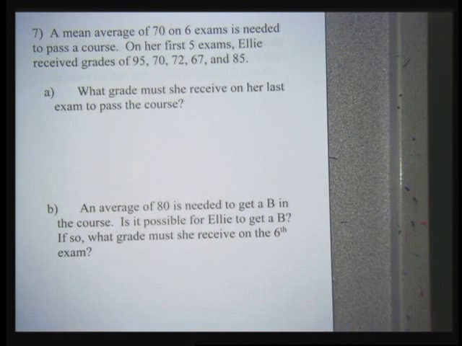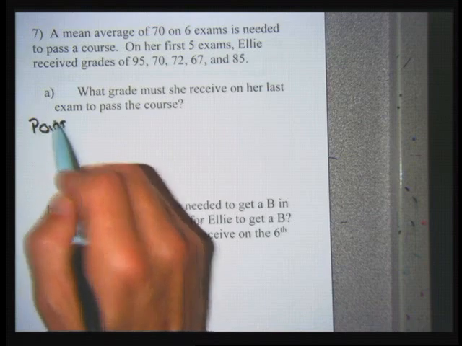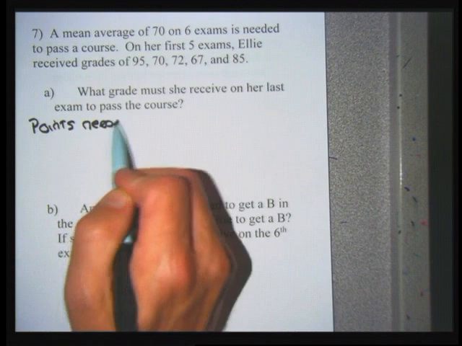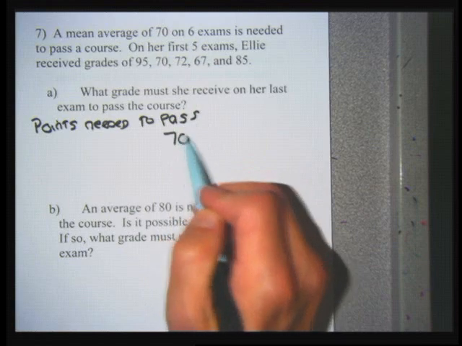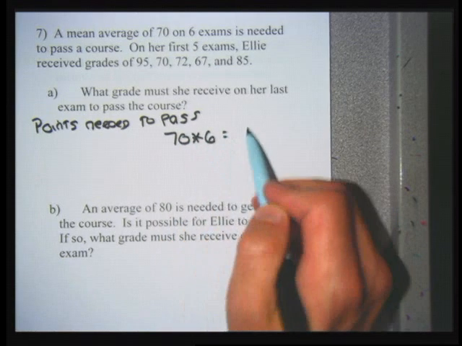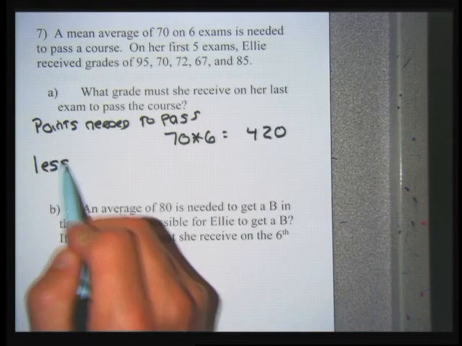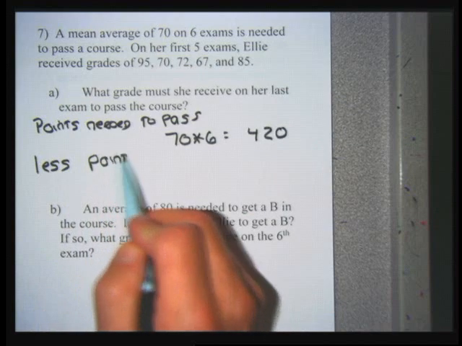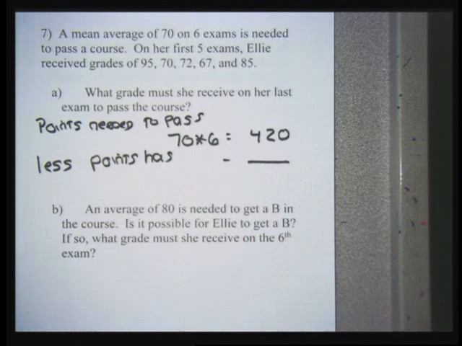Number 7 gives me some tests, and Ellie, we know what she's done, and she needs an average of 70 to pass on 6 exams. So first I'm going to find out for part A, for Ellie, the points needed to pass. She needs to average 70 on 6 tests, so she needs 420 points to pass the class. You need to subtract the points she already has. And that difference is going to be what she needs to get to pass the class.